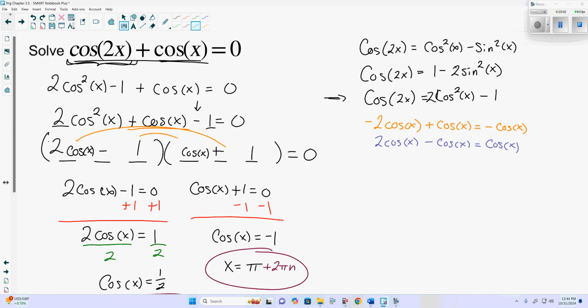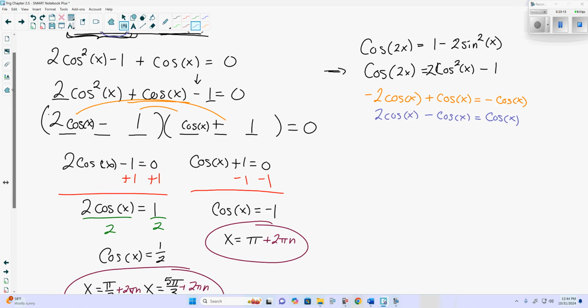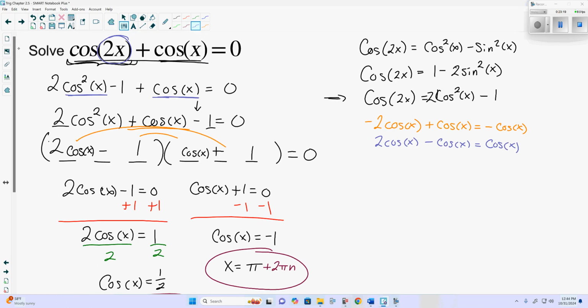And here is double angle also. We had to use it because of cosine of 2x. We needed it in terms of x for us to be able to solve. It seems odd why we need that, because cosine of x, we can actually work together with these two here. Cosine of 2x and cosine of x are not like terms.